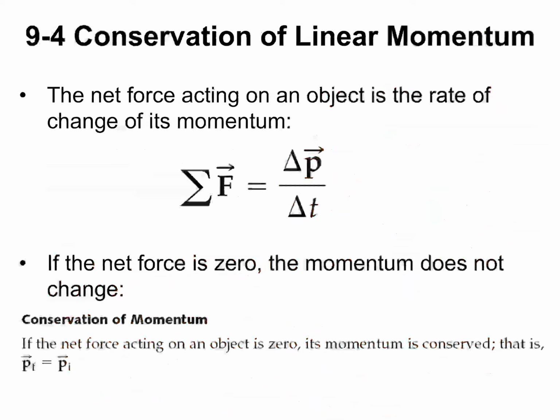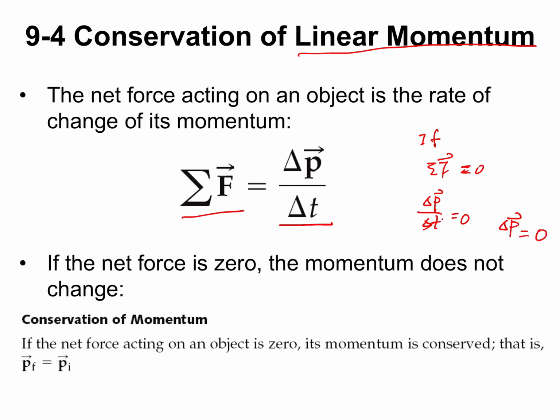Now let's talk about conservation of linear momentum. So what does that mean? From Newton's second law, we know net force equals the change in momentum over time. If the net force on an object is 0, then the change in momentum over time is 0, which means the change in momentum is 0, because the time period cannot be 0.